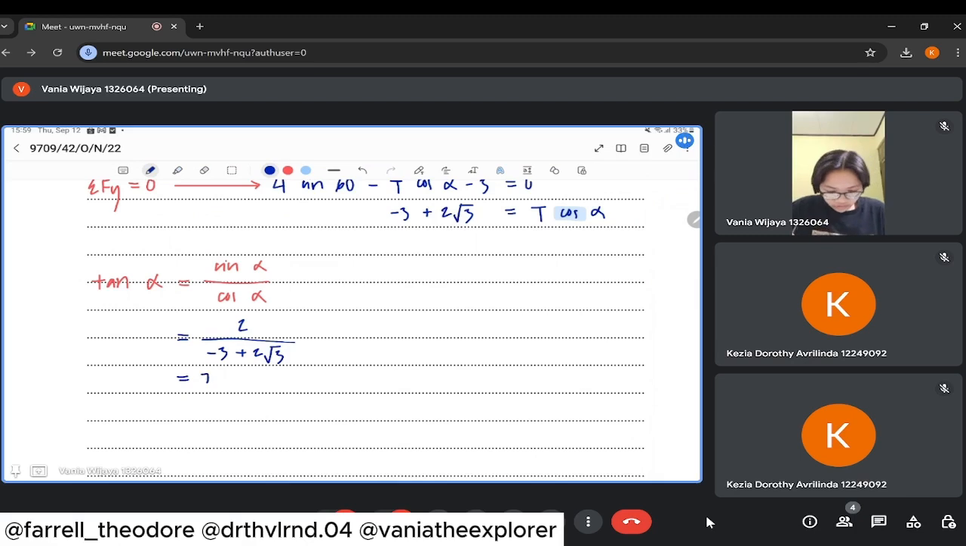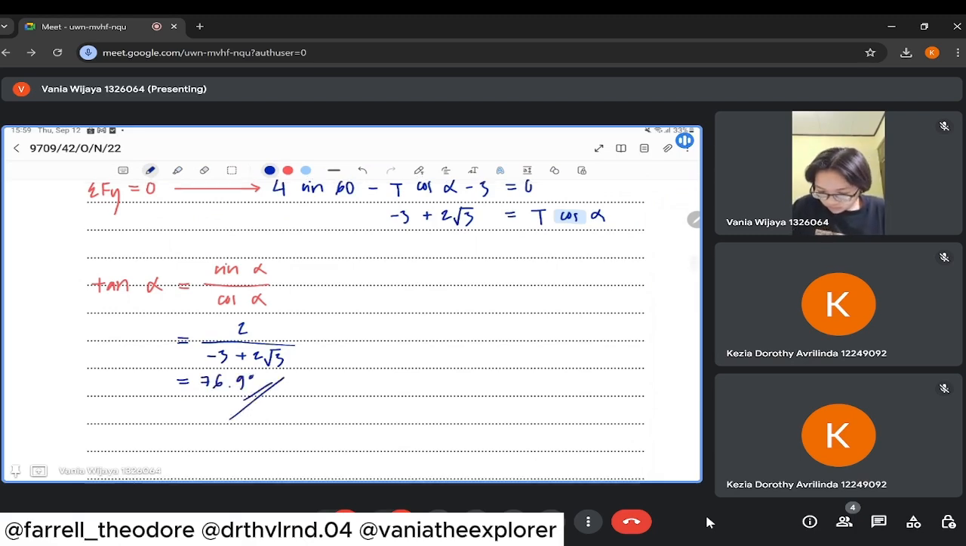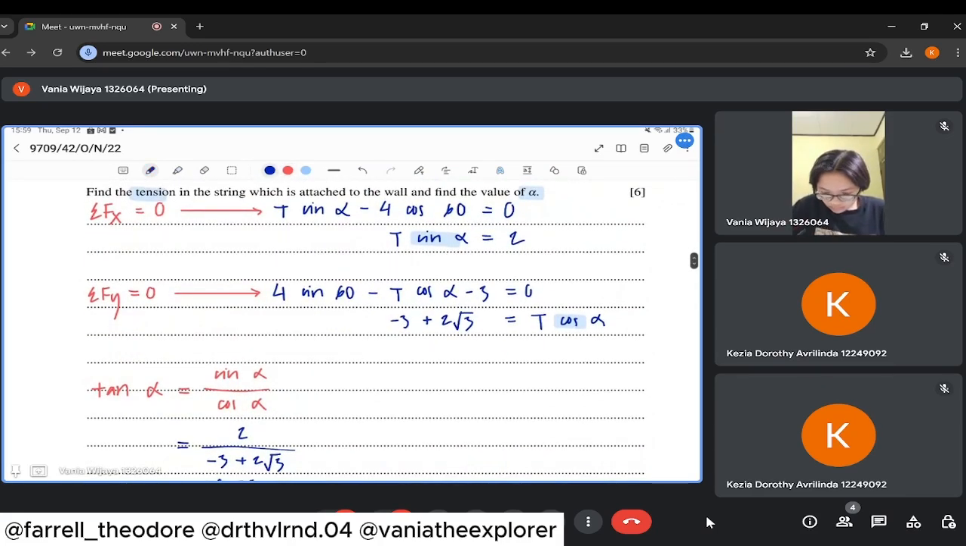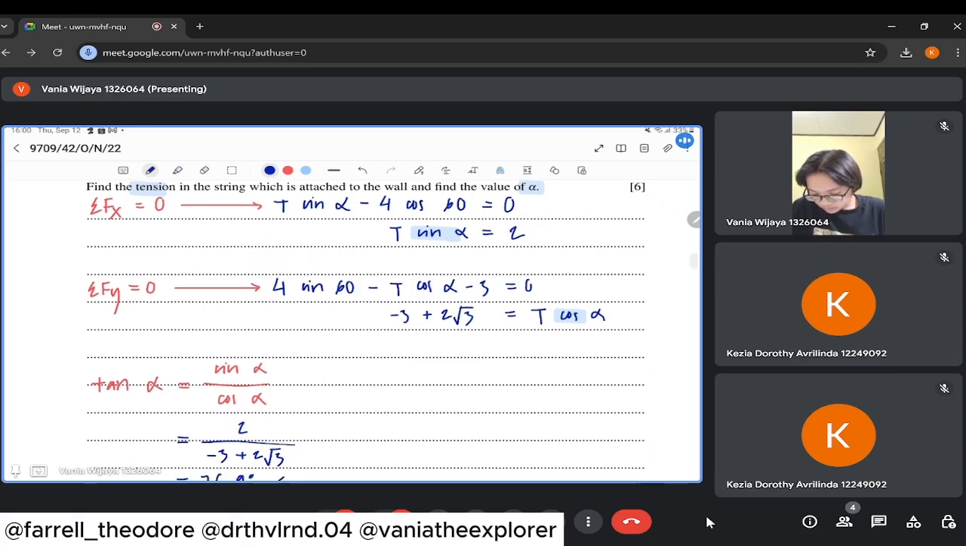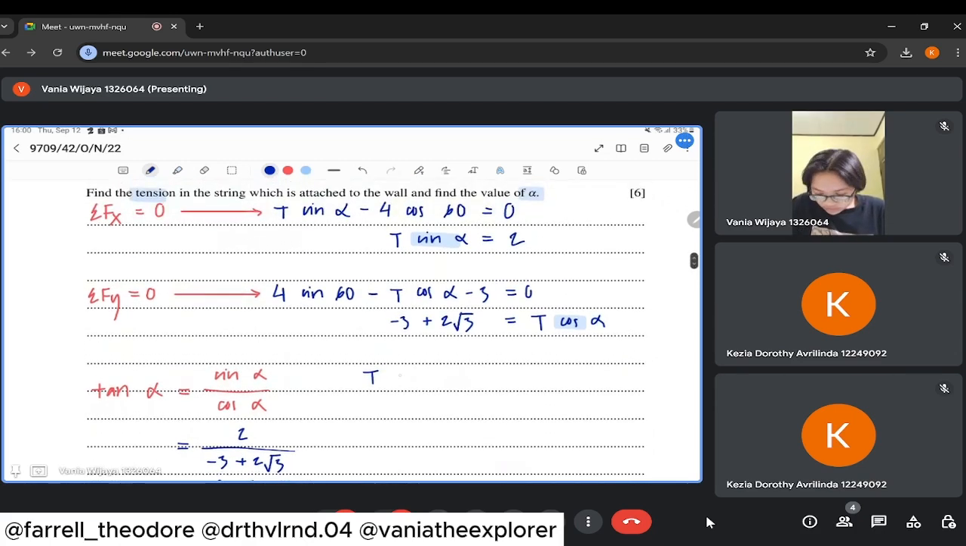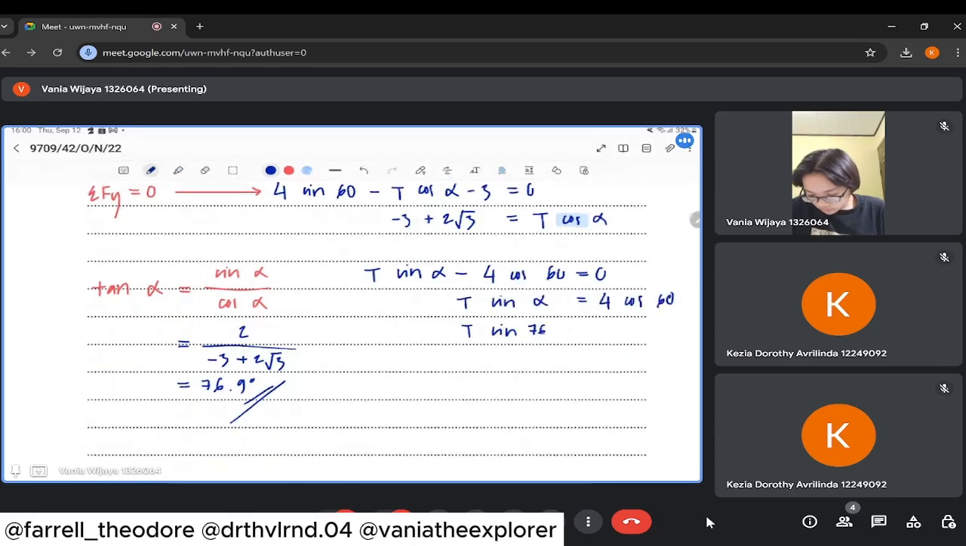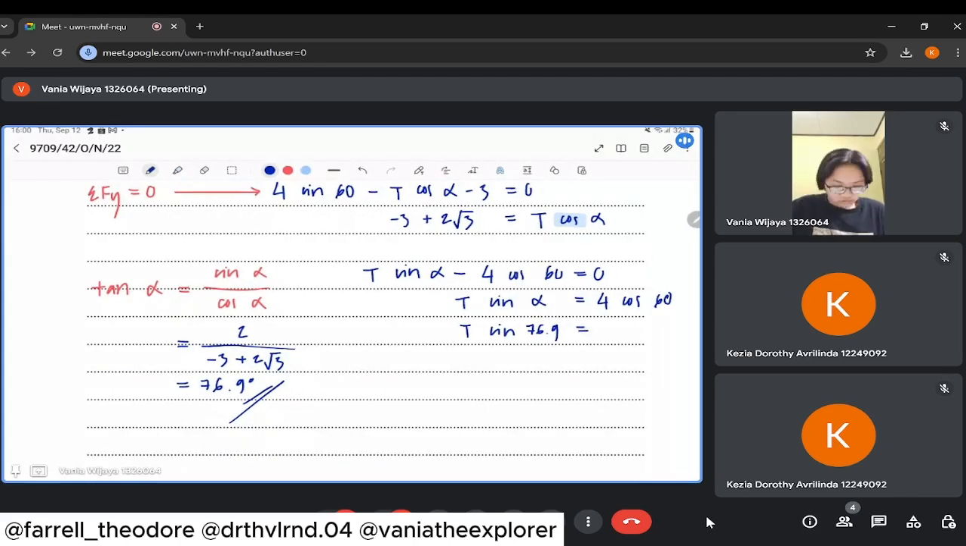And now for the tension, we can input into each one of these equations, either this or this one. T sine alpha minus 4 cos 60 equals 0. So T sine alpha equals 4 cos 60. As we know, alpha now is 76.9 degrees, and 4 cos 60 is 2. So the value of T is 2.05 Newton.